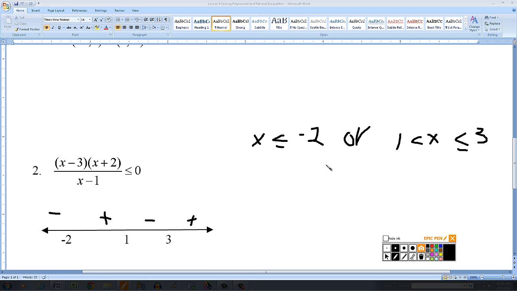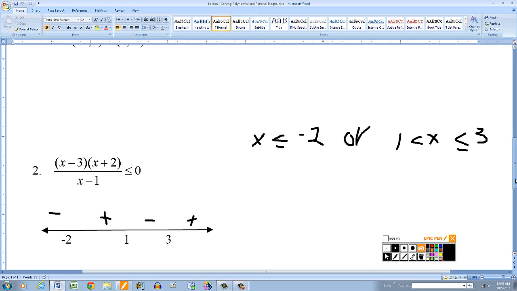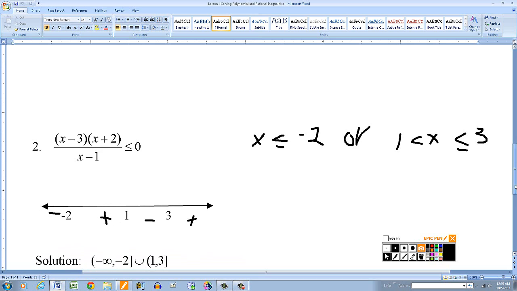Now if I use the interval notation, so let me lower this here, this is what it would look like. So negative infinity, negative 2, that's saying this right here, x less than or equal to negative 2, or instead of the or here, it's the union. So again, parenthesis here means that the 1 is not included, brackets here means that the 3 is included. So x has to be less than or equal to negative 2, or x has to be greater than 1 but less than or equal to 3. That's your solution. Okay, that concludes this video.